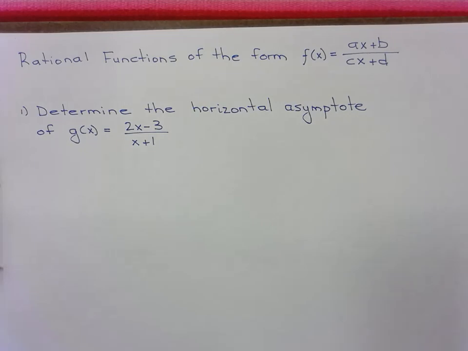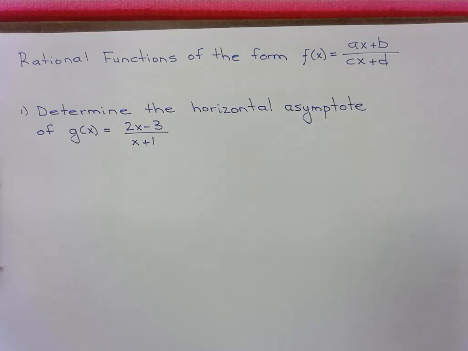Now, determining the x and y-intercepts and the vertical asymptote works exactly the same way as it did when we were talking about the linear reciprocal and the quadratic reciprocal functions. But determining the horizontal asymptote works slightly differently, so we're going to take a quick look at that before we actually talk about graphing these functions.